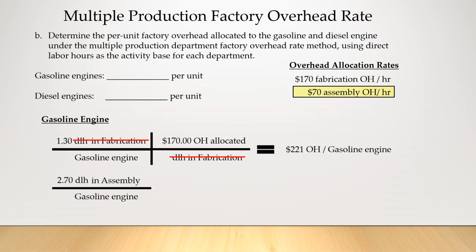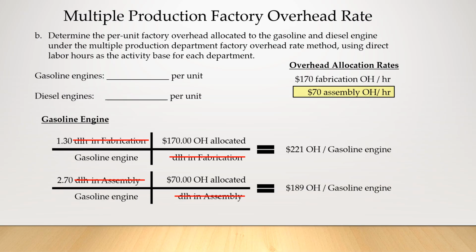The assembly overhead rate is $70 per labor hour, so multiply that rate by the 2.7 hours each gas engine spends in assembly, and assembly overhead allocated to an individual unit is $189. The total overhead allocated to a single gasoline engine is therefore $410.